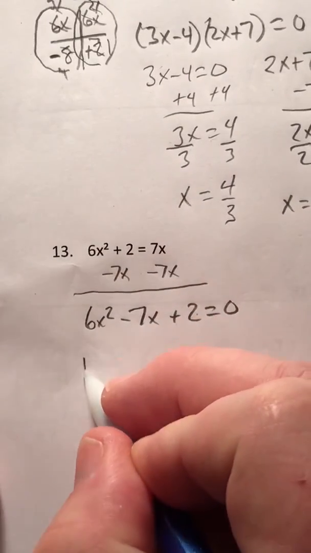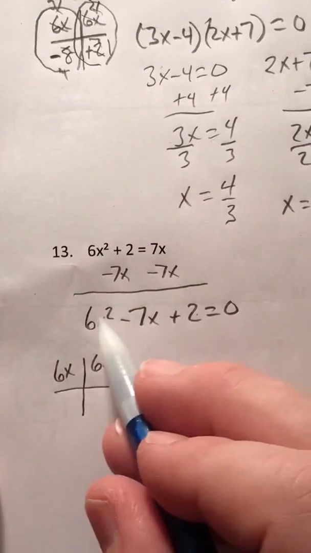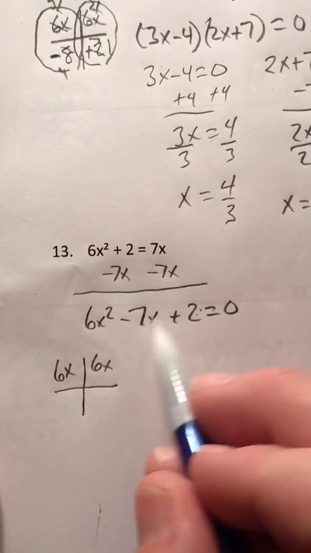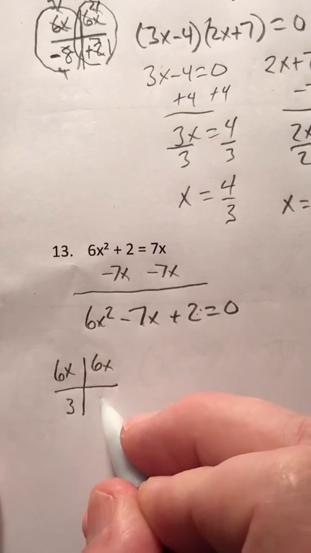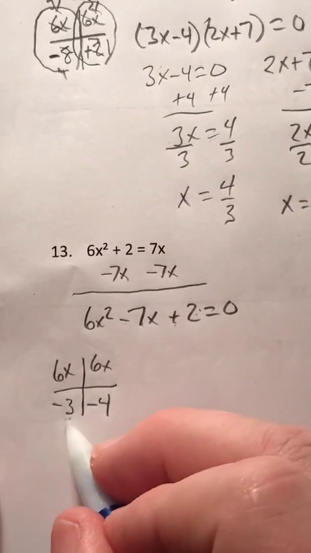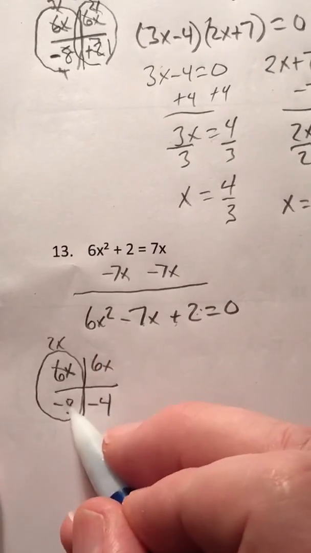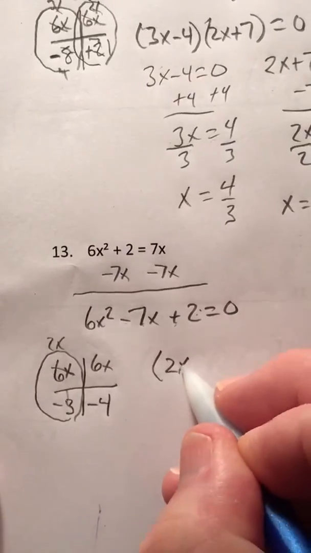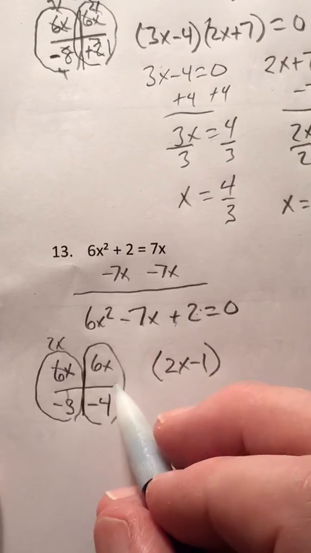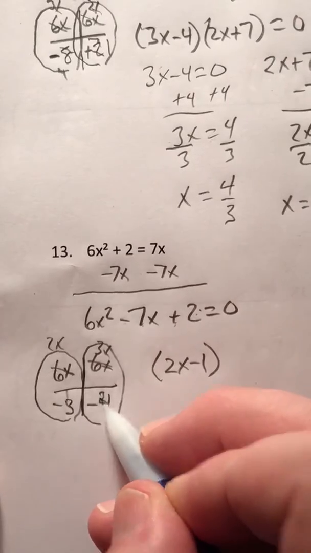Again, leading coefficient. So we do our box. 6x, 6x. 6 times 2 is 12. We want the factors of 12 that add up to 7, and that would be 3 and 4. All right, signs are the same. They're both negative. All right, and then we go over here. We can factor 3 out of that, so that becomes a 2x, and that becomes a 1. So it leaves us with 2x minus 1. And then the other side, 6x minus 4, we can factor a 2 out of that, and that leaves us with a 3x and a minus 2.